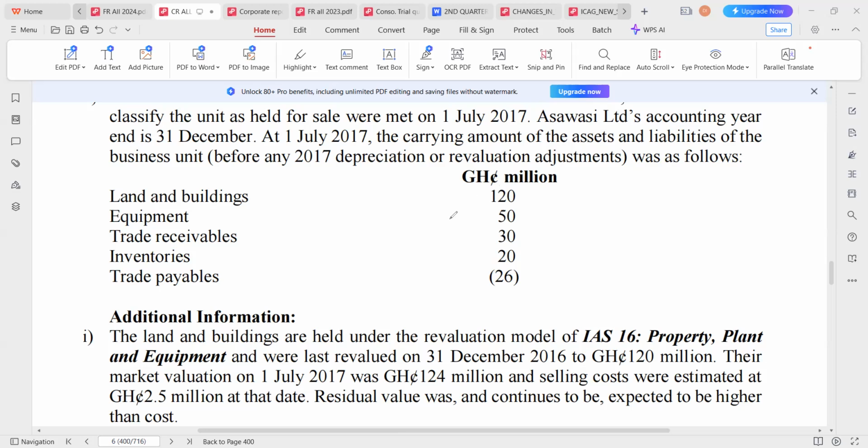Here, depreciation has not been charged. They have not done revaluation. So you have to depreciate. After that, you get a proper carrying amount. When you get a proper carrying amount, then you compare it with the total fair value less cost to sell. Sometimes the examiner will try to give you the individual fair values. Don't make a mistake and say, I'm summing them up. Don't do that.